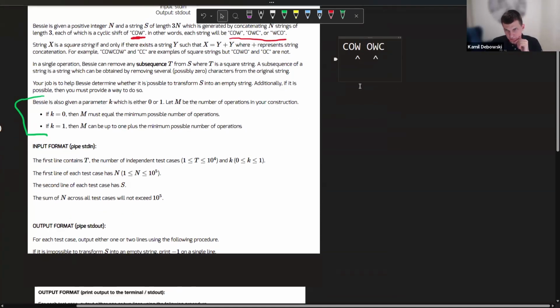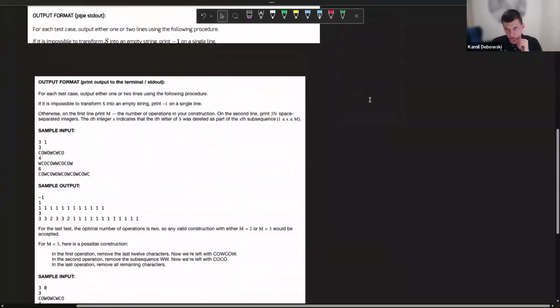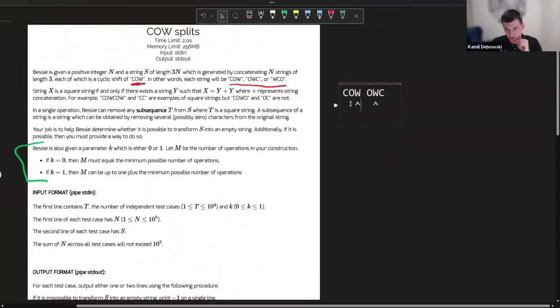What else can I do? W can be combined with O, because O is earlier. So can I erase that thing? Yes, we can erase OO. This is a repeated string. And then the C with C automatically is done. If you experiment with two strings concatenated like that, you will realize that two operations are always possible.